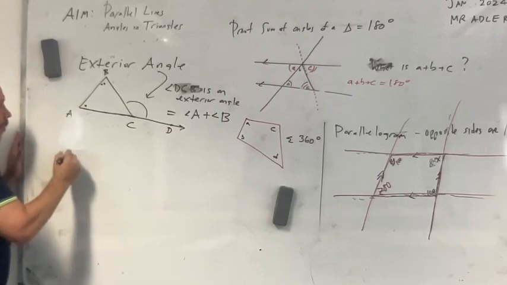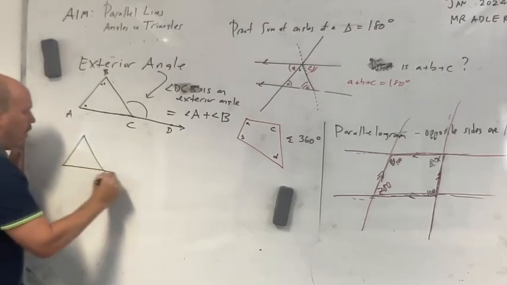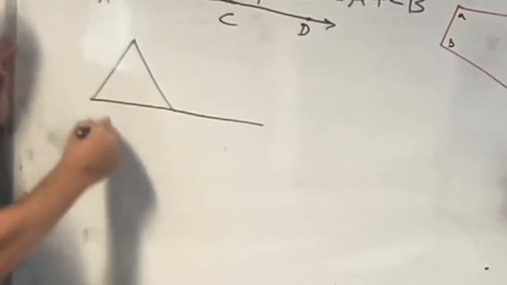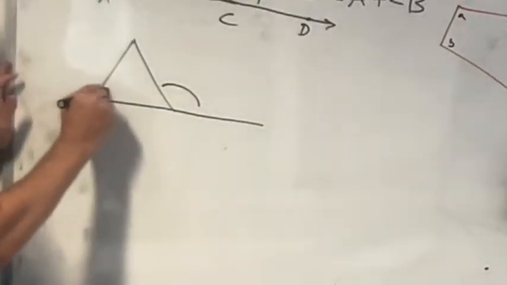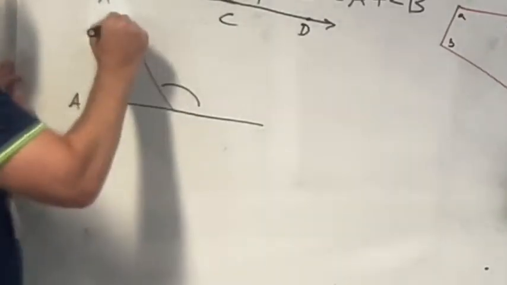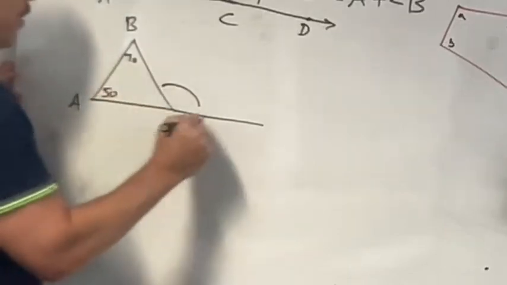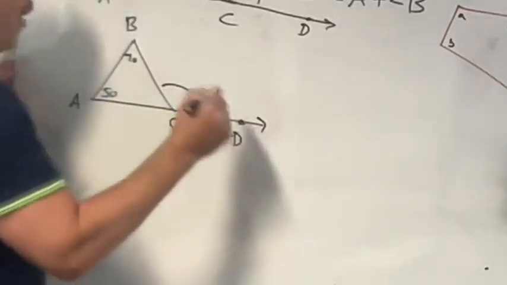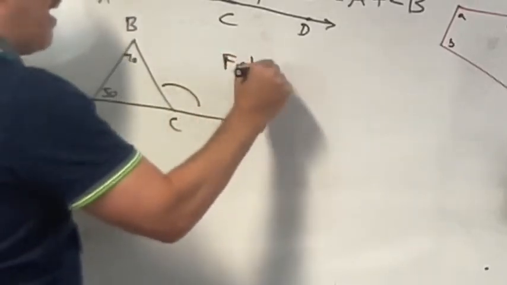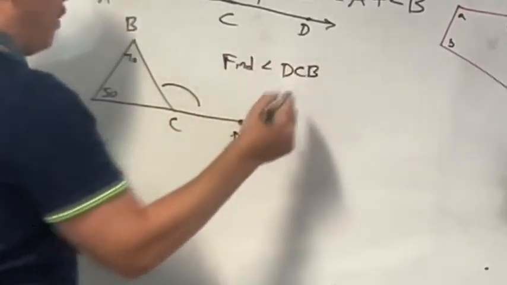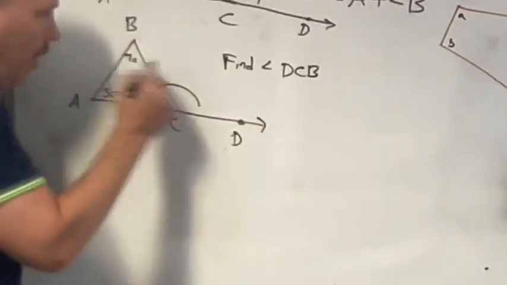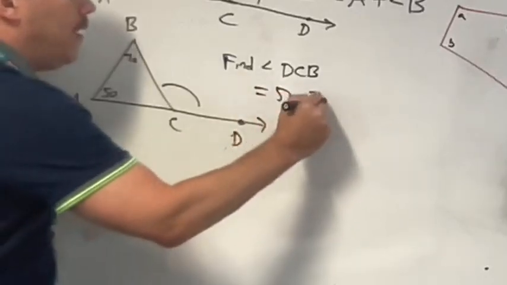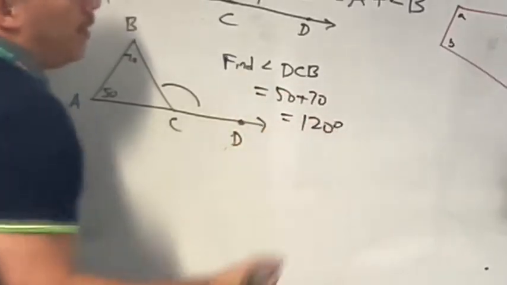But let's just do two examples. So here's a triangle, and you're told that this is an extended angle. You're told that angle A is 50 degrees. You're told that angle B is 70 degrees. This is C, and this is D. And you're asked to find angle DCB. And you say, okay, well, DCB is the exterior angle. Therefore, it's equal to 50 plus 70, which is equal to 120 degrees.